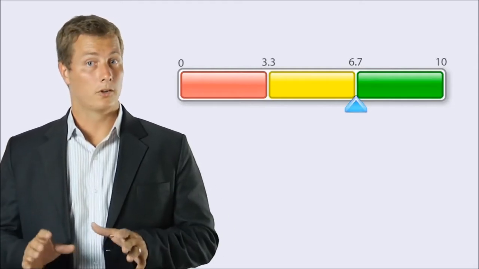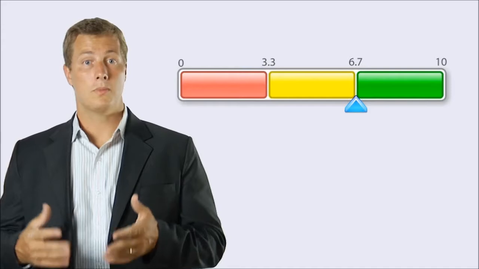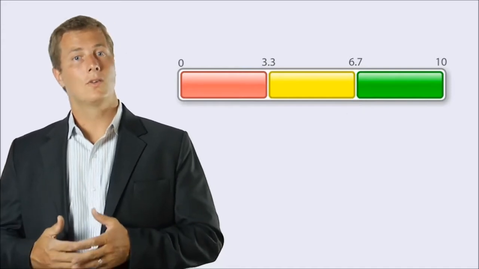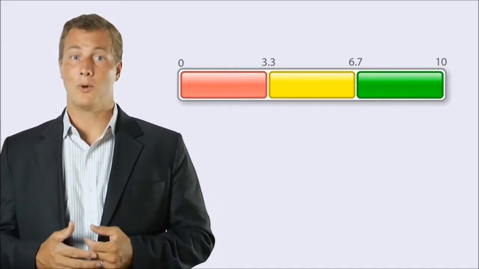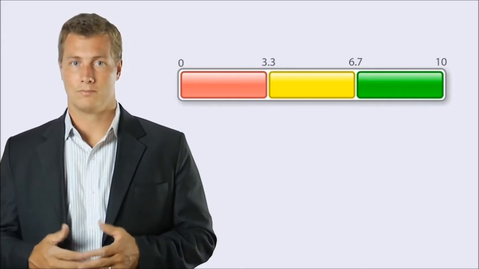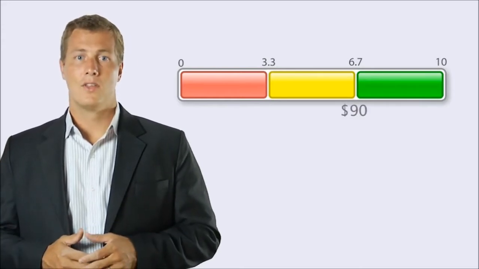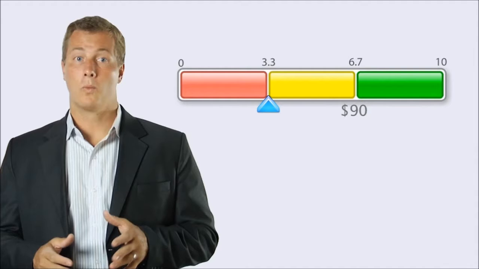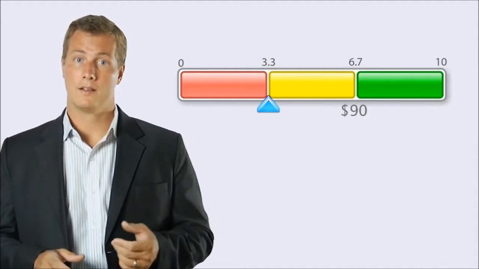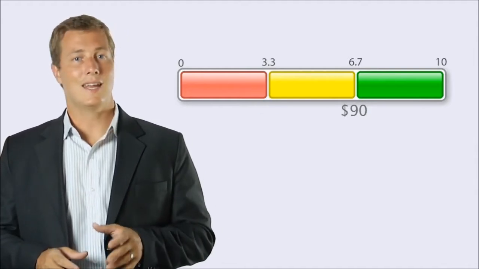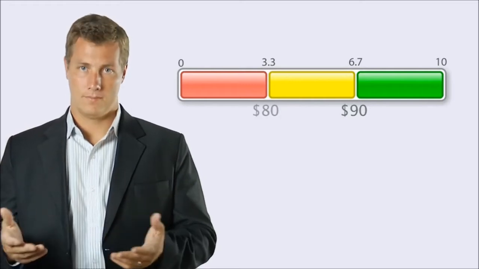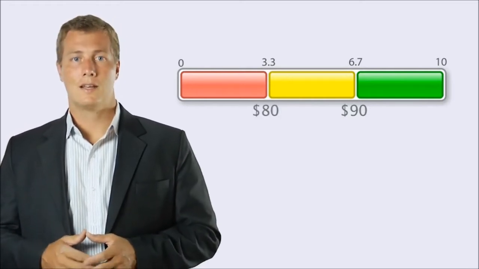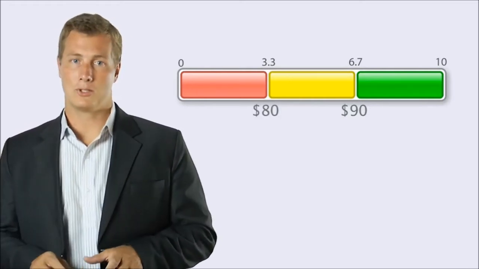The first one, goal, is where your metric turns from yellow to green. So let's say I'm opening a lemonade stand and my goal is to make $90 per day or more. That's my goal. The other threshold we need is the red flag, where your metric turns from yellow to red. Let's also say that if I make less than $80 per day, I lose money. That's my red flag.